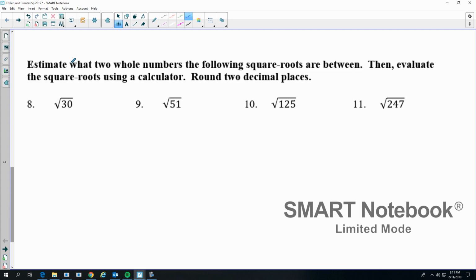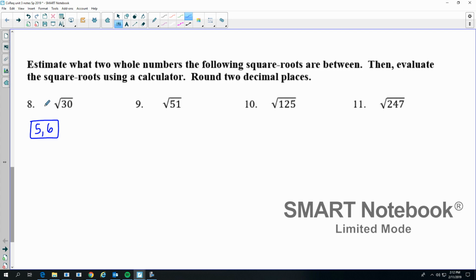Okay, so right here it says estimate what two whole numbers the following square roots are between. Then evaluate the square root using a calculator, and then we're going to round to 2 decimal places. So there are 2 things they're asking us to do. They want us to estimate between what 2 numbers this is, and then we'll use a calculator and come up with that. So the square root of 30 is between the square root of 25 and the square root of 36. So this answer has to be somewhere between 5 and 6. So that's part 1.